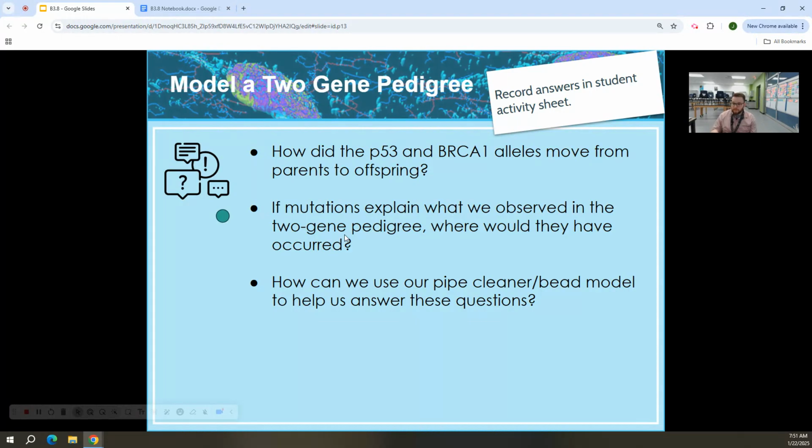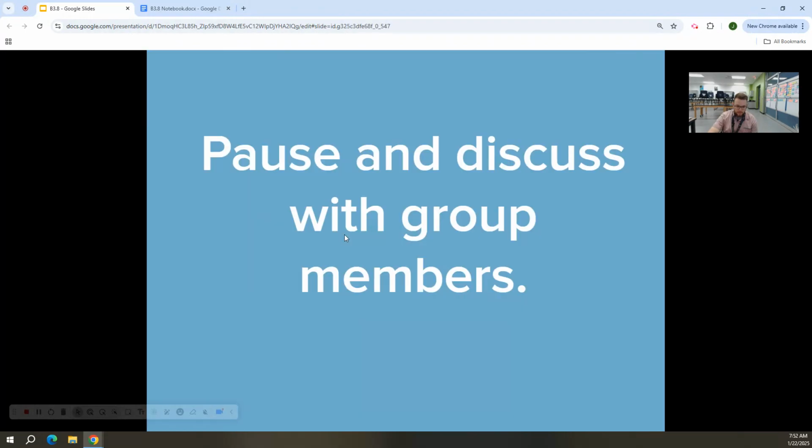And then how can we use the pipe cleaner or bead model to help us answer these questions? So could we use our model that we did before and add another gene to it, and then go through the pedigree like we did before, and maybe see if we can figure out how this would be possible using that? And maybe we'll see how we can have this chromosome that wasn't there before and is there now. Okay, so how could we use that model to help us visualize this better? So pause and discuss that with your group, come up with some answers. Again, these are just beginning ideas. We're going to figure out these things together right now. So we might not have the answers yet, and that's okay.